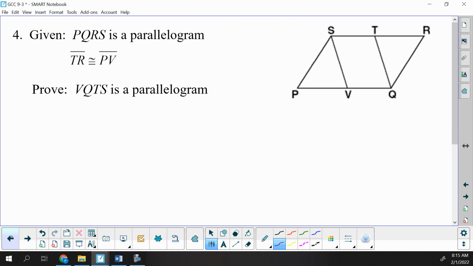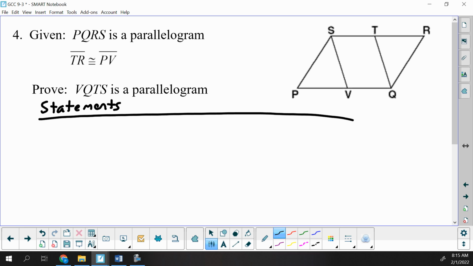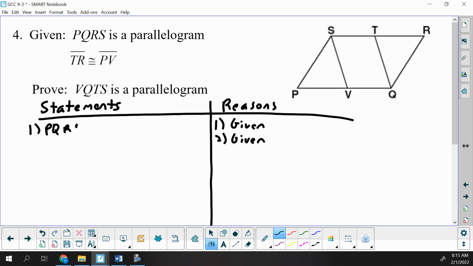All right, we're gonna probably just do proof 4, and then we'll call it a day. So let's go ahead and do statements, reasons, and givens. And the parallelogram you can abbreviate with our picture for it.